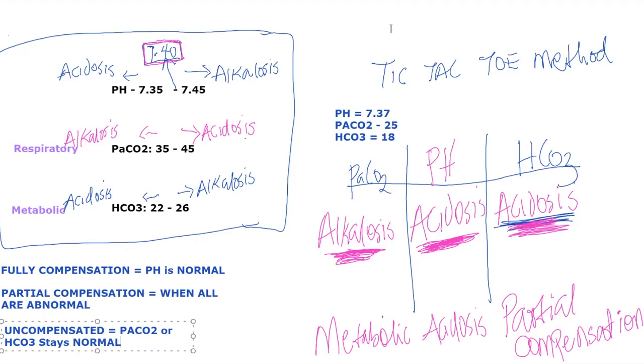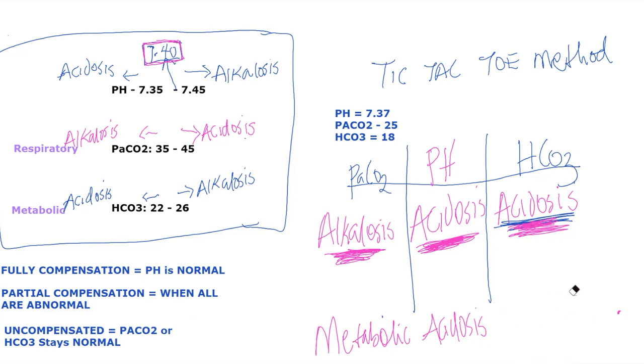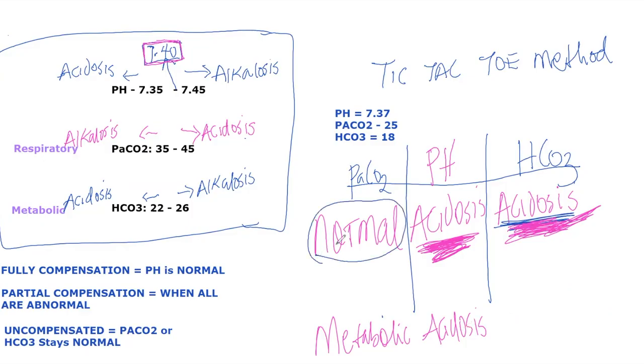A classic example of that would look something like this. If I were to have a situation whereby my PaCO2, instead of being alkalotic on this side, is actually normal. Yes, I still have a metabolic acidosis because my pH matches my HCO3. But my PaCO2 was like, you know what, guys, I don't care about y'all. I don't care about the acidosis that's going on.